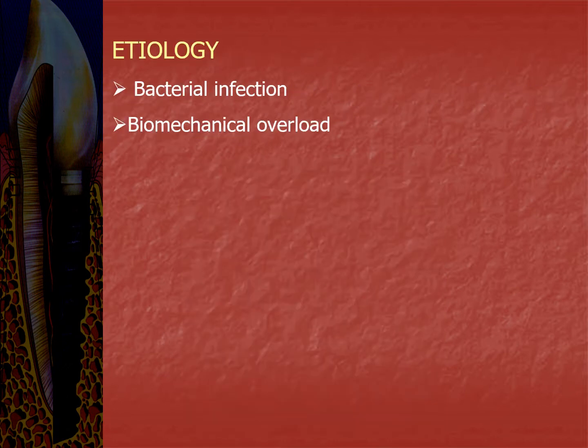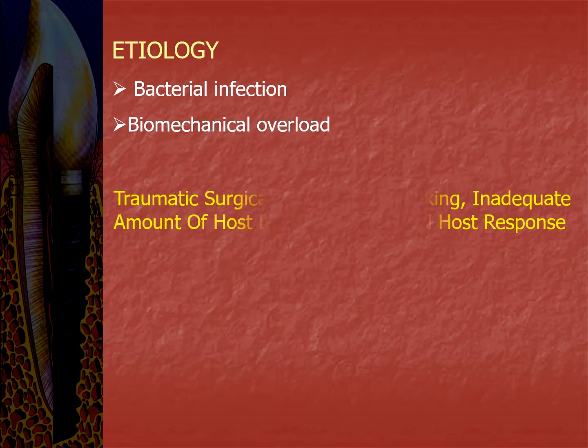Now to the etiology of peri-implantitis. Two primary etiologic factors are said to cause peri-implant marginal bone loss, and they are bacterial infection and biomechanical overload. In addition to these factors, there are other etiologic and modifying cofactors which have been considered as potential initiators of peri-implant diseases, and they are traumatic surgical technique, smoking, inadequate amount of host bone, which can result in an exposed implant surface at the time of placement, and also a compromised host response.